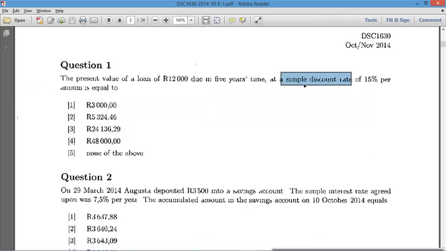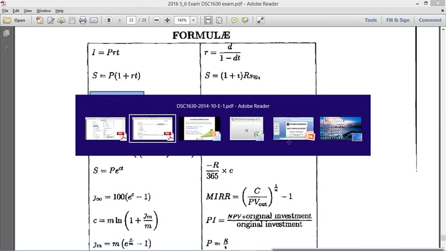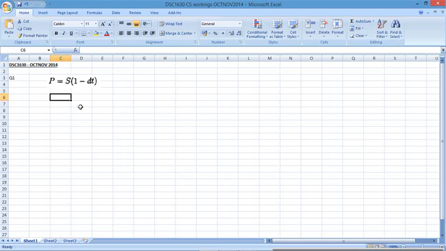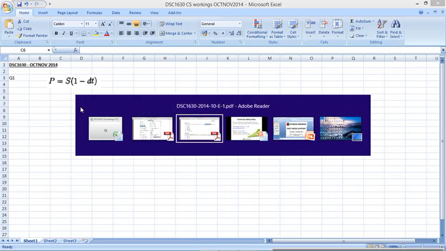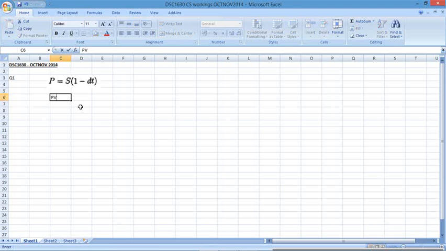So we're obviously looking at simple discount. Simple discount is that equation over there. I take that equation through to my workings. I write it down, I then substitute and solve. So if I go back to the question, I'm going to take values from the question. They said in the question that the present value of the loan is equal to. So that's what you're trying to find out. So we know what the loan is equal to, 12,000. We know what the discount interest is, and we know what the time is. So 1 minus the 15%, times the 5 years.